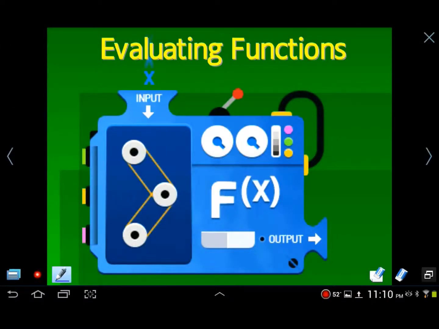Okay, here's the next lesson, which is on evaluating functions. Now I have a picture here of a function machine, which is kind of like what we talked about in class. We're going to put a value in for x, and we're going to get something out. What do we get out? What's our output? The f of x. That's what our output is.